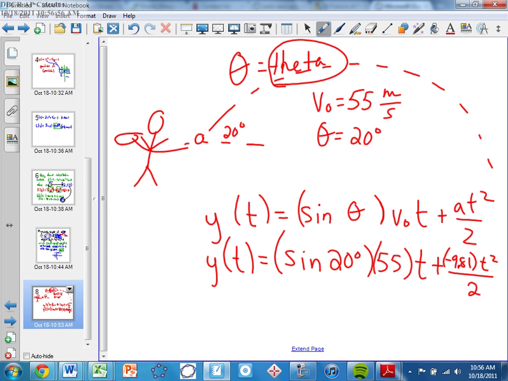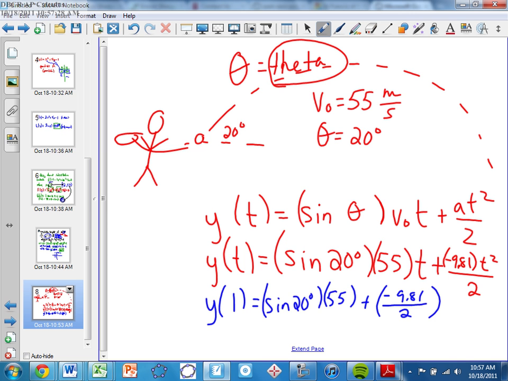Now, the problem said to find the height of the ball after 1 second. So what do I plug in for t? 1 second. Just 1. Very good. So right now I'm saying, what is the value of y of 1? Which means I'm just doing the whole function with a 1 in for t. So if I put a 1 in for t, I'm going to end up with sine of 20 times 55 plus negative 9.81 all over 2. Do I have to put a 1 anywhere? No, because does 1 do anything when I multiply? No, it does not.